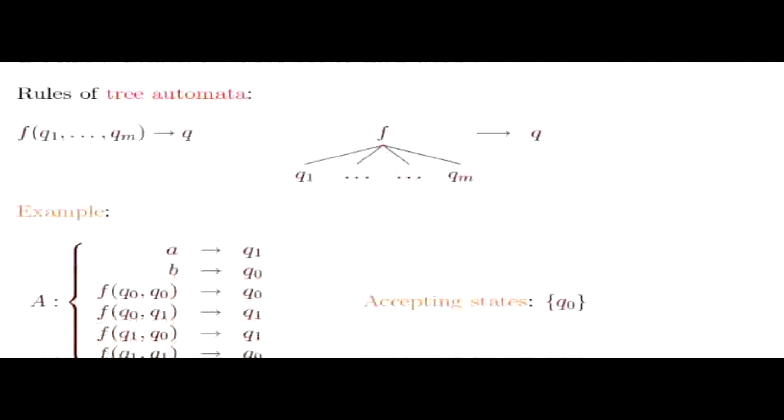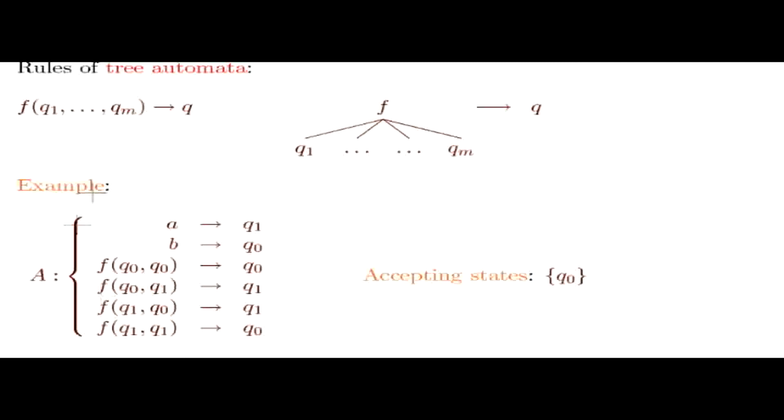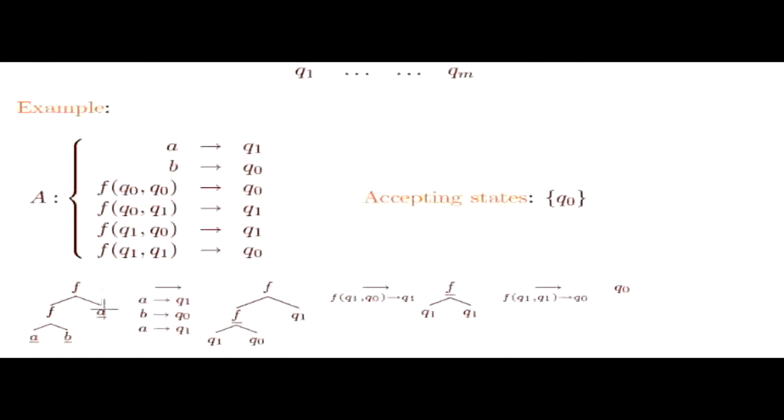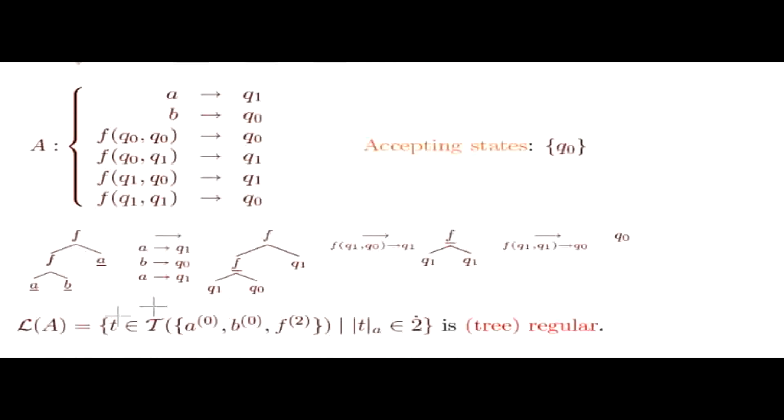For example, consider the tree automaton defined by the following rules, where Q0 is the only accepting state. It runs bottom-up on an input tree like this one by successively applying the above rules. In a first step, we apply these rules at the marked position, getting this new tree. In a second step, we apply this rule at this position, getting this new tree. Finally, we apply this rule and reach Q0, so that the initial tree is accepted. Our tree automaton accepts the tree language of terms having an even number of A's.